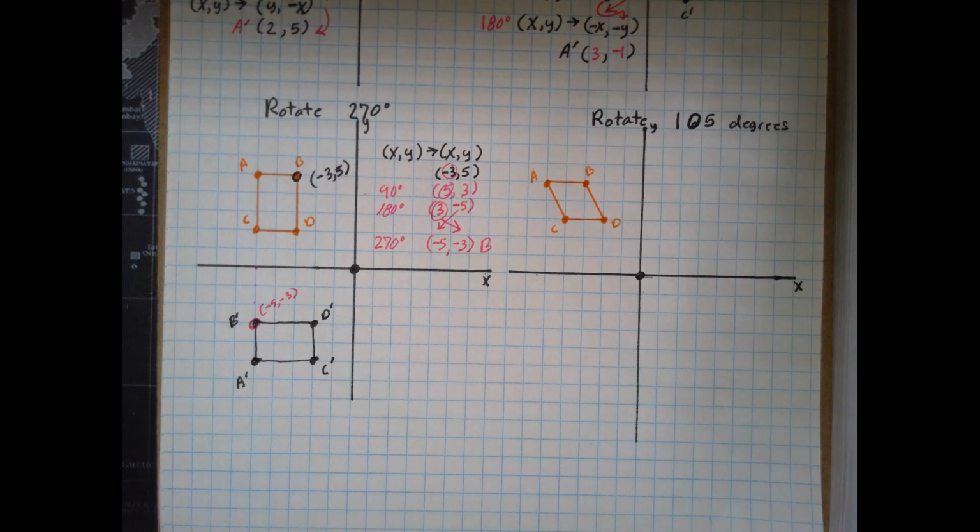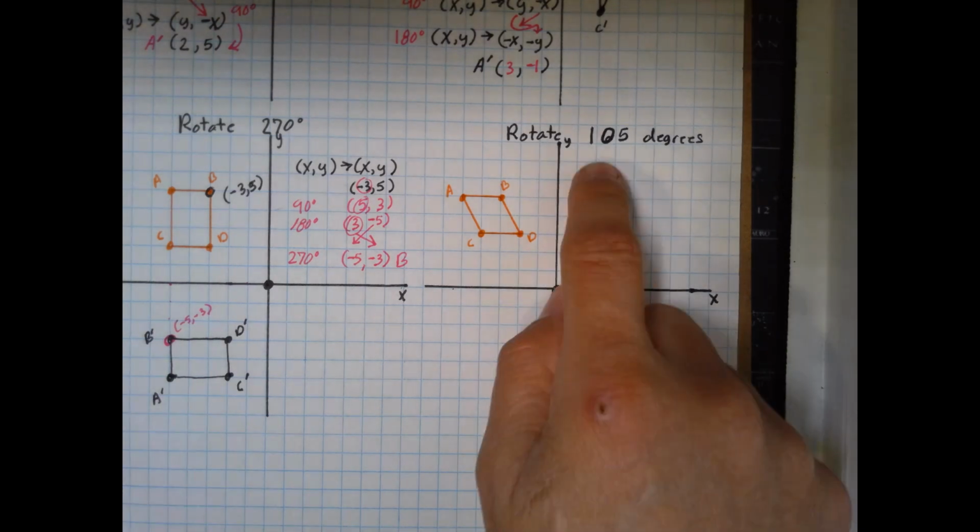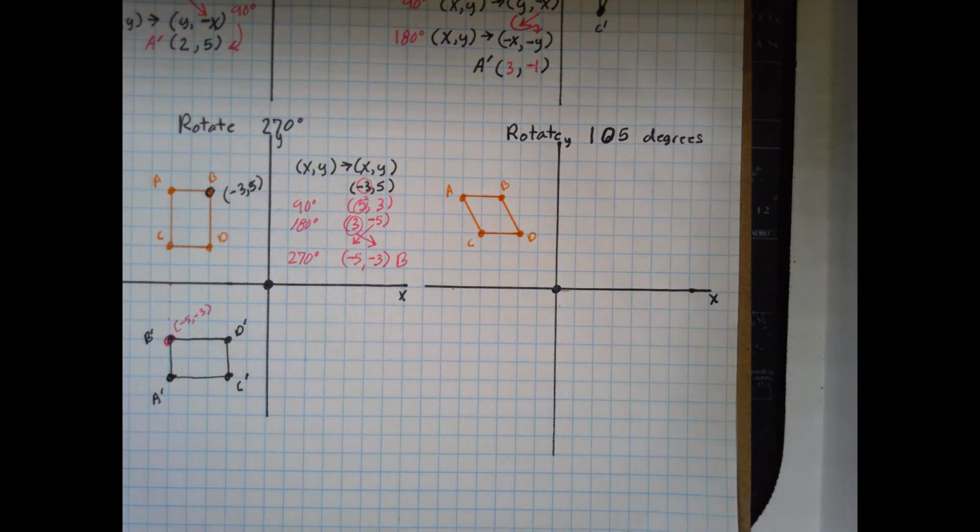Alright, let's look at our final example. We're going to do one that's a little bit different than all the rest of these. That was 90, 180, 270. Those are all quarter turns. But what happens when they ask you to do something that's not a quarter turn? Now here's one where it's asking us to turn it 105 degrees, but that's not an increment of 90. So that's a little bit more challenging.